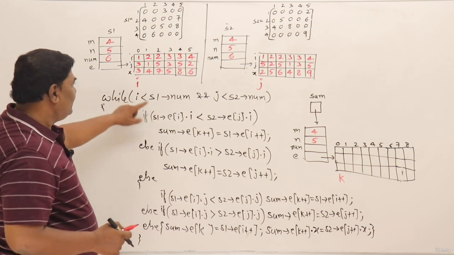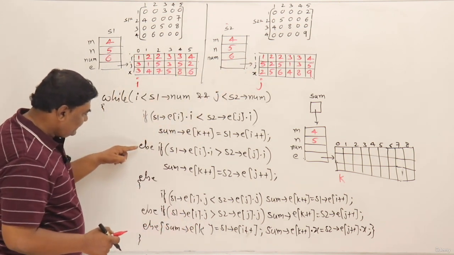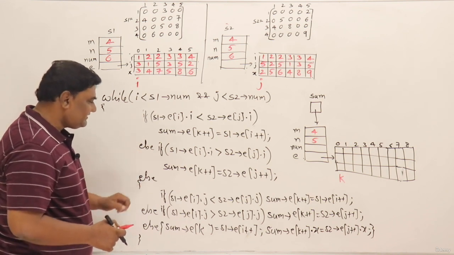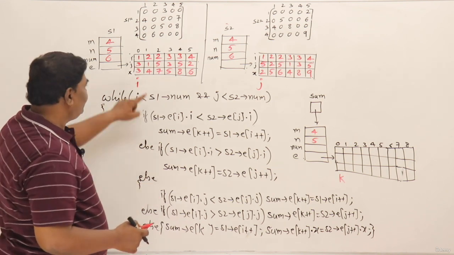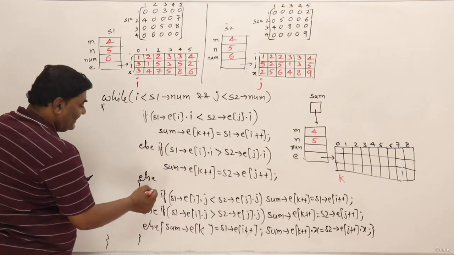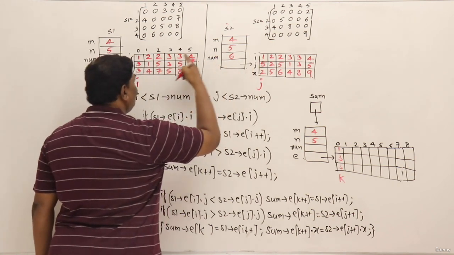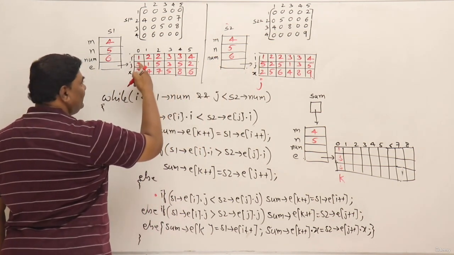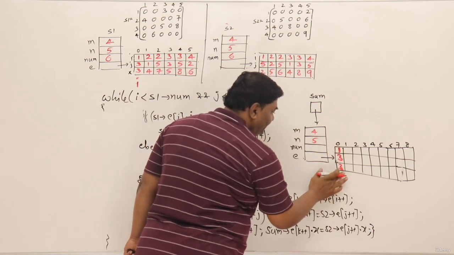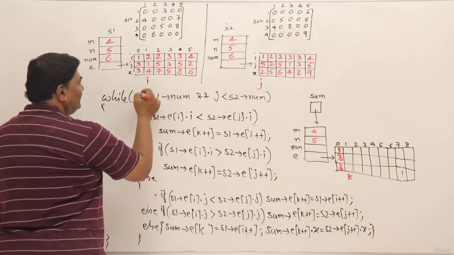See, first the row numbers are compared. Row numbers are the same, so this is not smaller and this is not greater, so it will come to this else part. Then the column numbers are checked. The first one's column number is smaller, so this will be true. That is, the row numbers of these two are the same, but the column number is smaller. So 1, 3, 3 will be copied here. K is moved ahead, I is moved ahead.